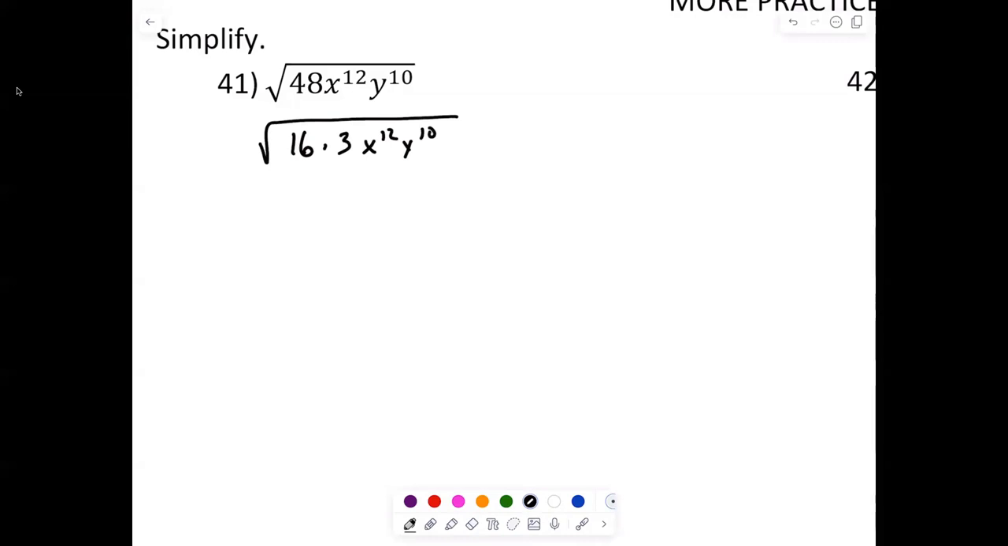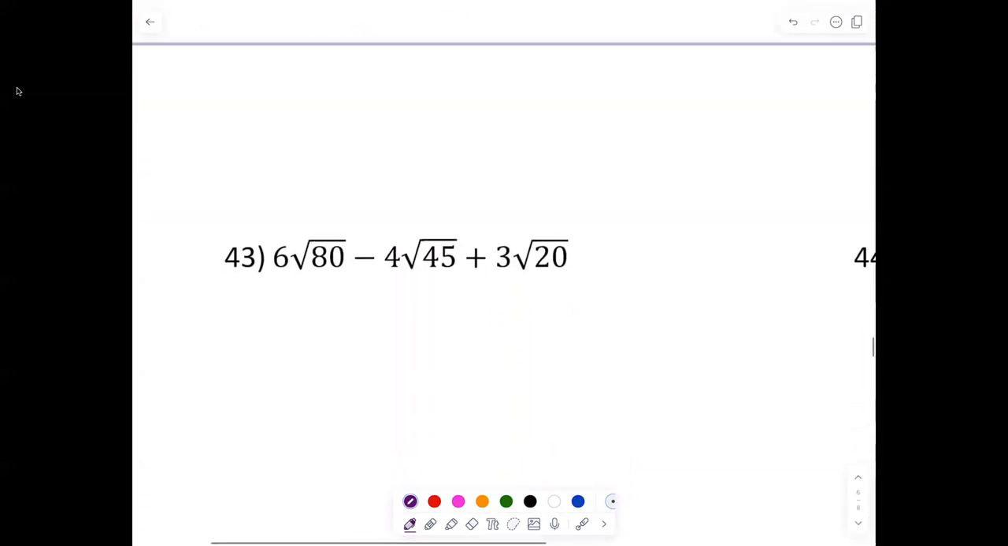What's the square root of 16? 4. What's the square root of x to the 12th? What's the square root of y to the 10th? And what's left behind? Radical 3. Perfect. Come on, review with me.